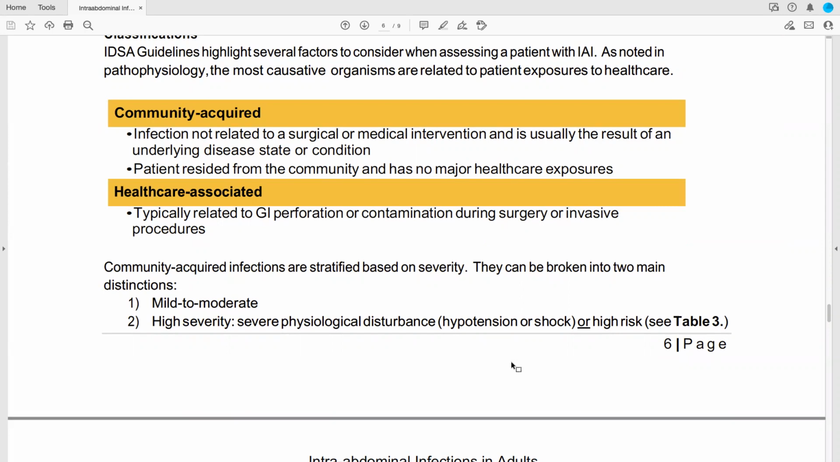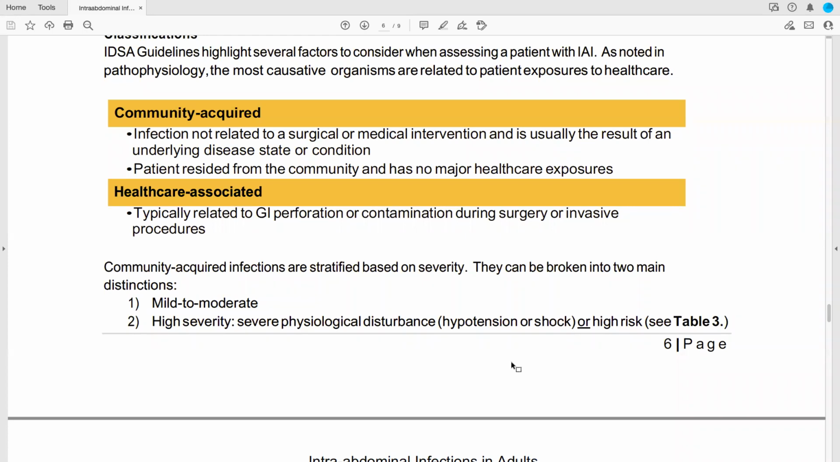So for community acquired infections, that means that these are not related to surgical or medical interventions, and they usually are the result of an underlying disease state or condition. So when we think about cirrhosis, or the patient having peritoneal dialysis, we don't really think about primary infections being community acquired or healthcare associated. If you had to put primary peritonitis in one of these, it would typically lean more toward the underlying disease state. But also for community acquired, if you notice someone has diverticulitis, which is just inflammation of the diverticulum, or some condition that would cause any type of odd GI abnormalities, however they have resided in the community and haven't had any major healthcare exposures, then you will typically treat them as though it's a community acquired infection.